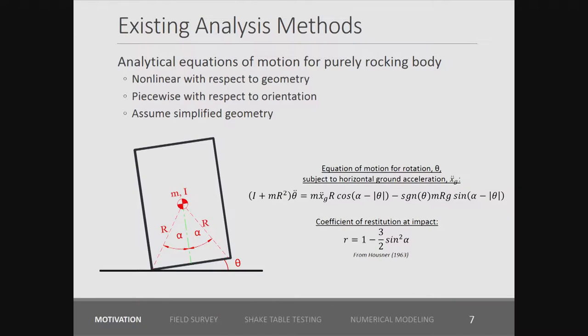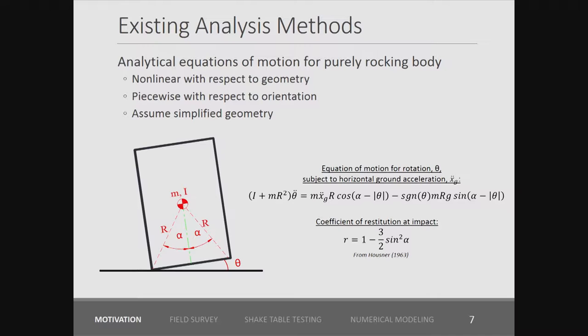However, existing analysis methods are really quite limited. What's shown on the bottom of this slide is the schematic and the equations of motion for the rotation of a two-dimensional rigid rocking block. Referring to these equations of motion, it is first highlighted that this is nonlinear with respect to geometric parameters, as seen by this cosine alpha term. Referring to the schematic, this alpha term is a slenderness or an aspect ratio type quantity.